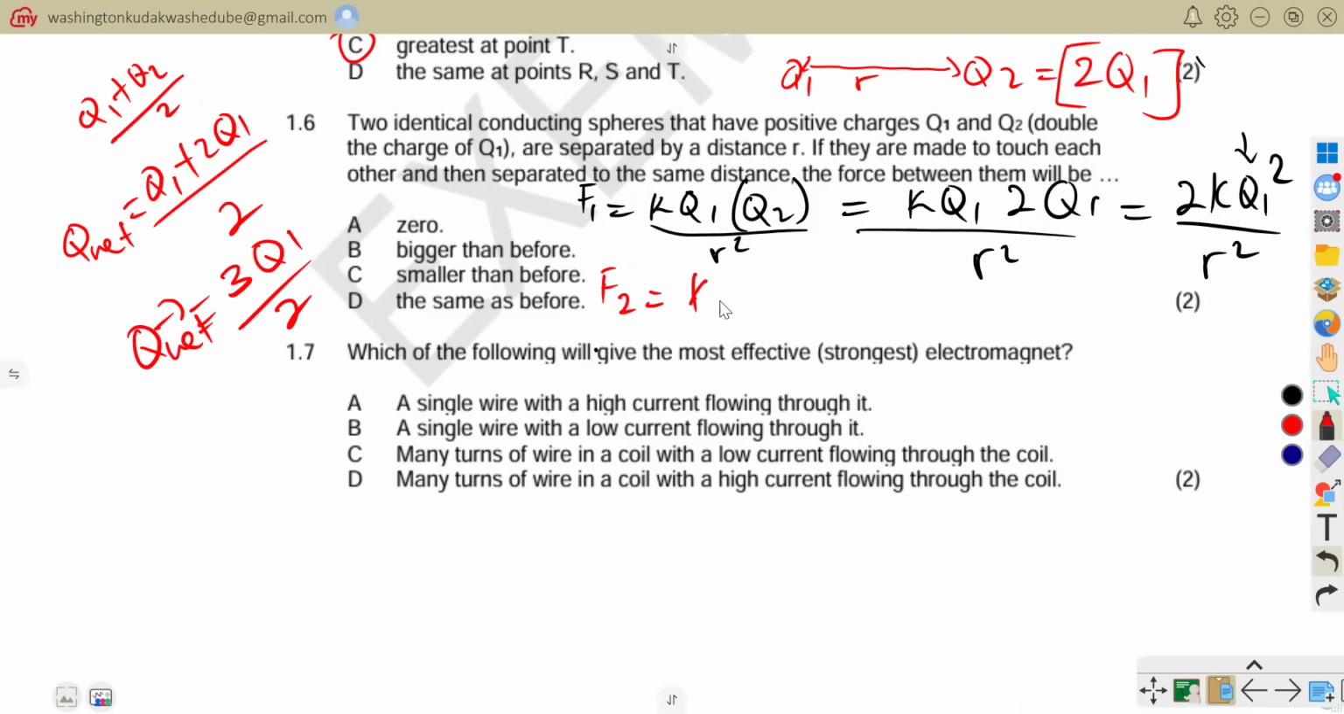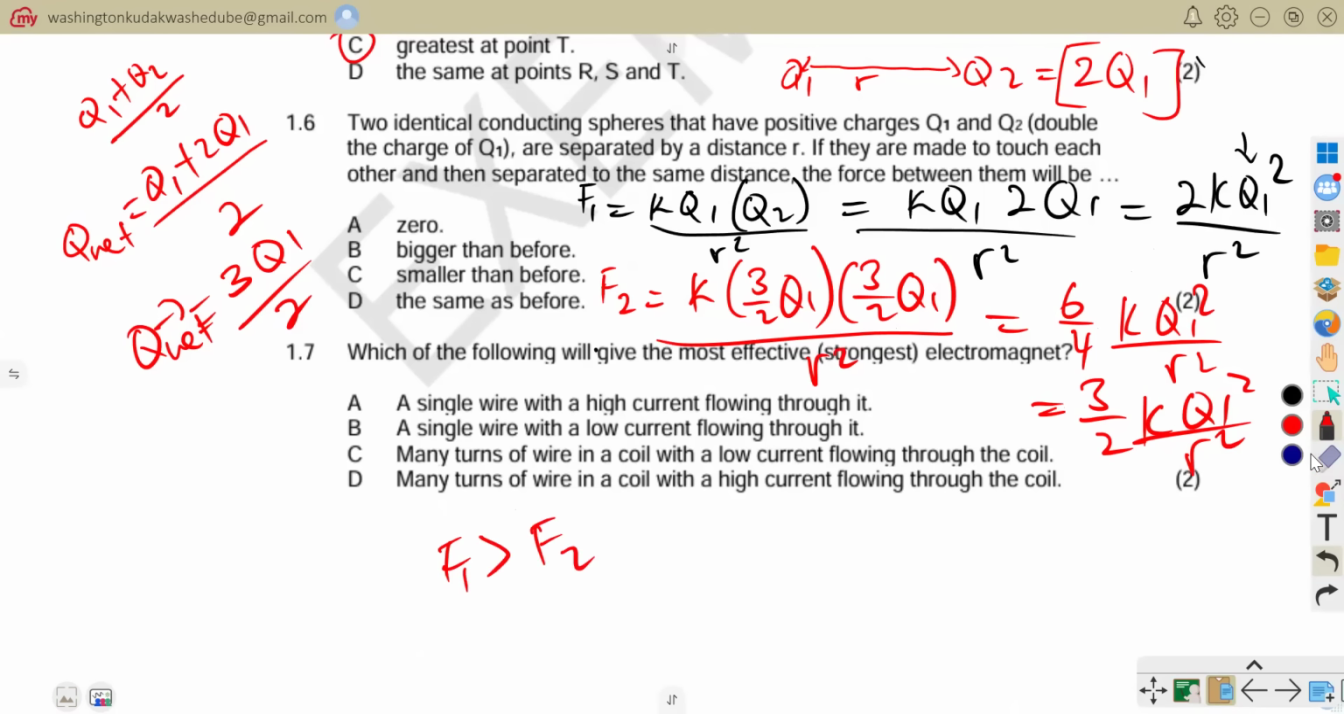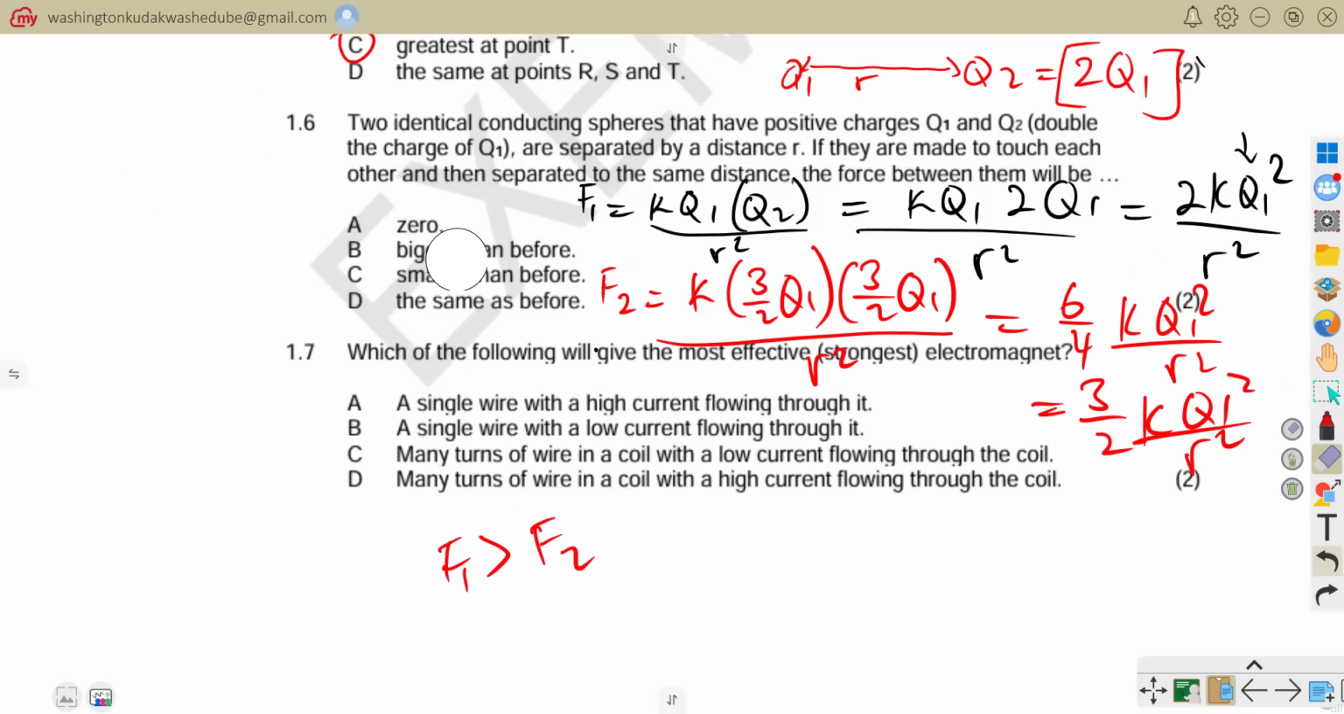So F2 is going to be K times 3 over 2 Q1 times 3 over 2 Q1 all over R squared. And then we can see that this would fall to 6 over 4 K Q1 squared all over R squared, which will fall to 3 over 2 K Q1 squared all over R squared. Now we want to compare F1 and F2. You can see that 2 is greater than 3 over 2. So F1 would be greater than F2.